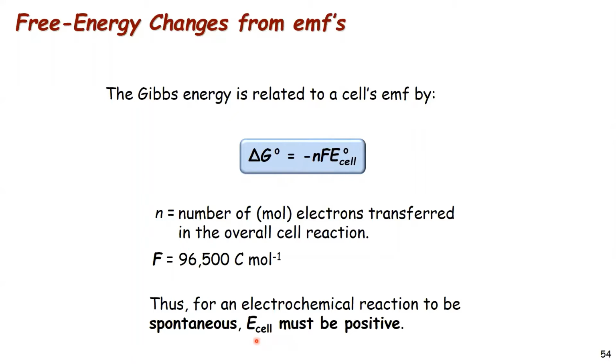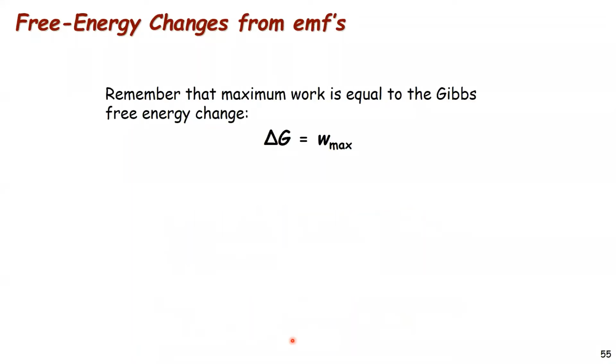So again, E cell must be positive for a spontaneous reaction to occur. And of course, what spontaneous means in chemistry is that the products are favored over the reactants. The reaction is going to proceed in the forward direction. So now remember, we already said that the free energy is equal to the maximum amount of work that we can get out of a chemical system.